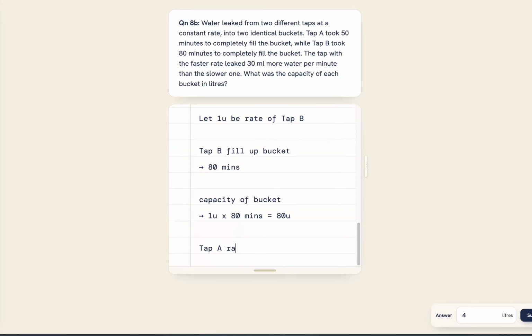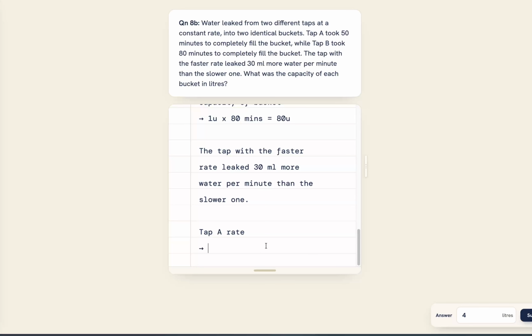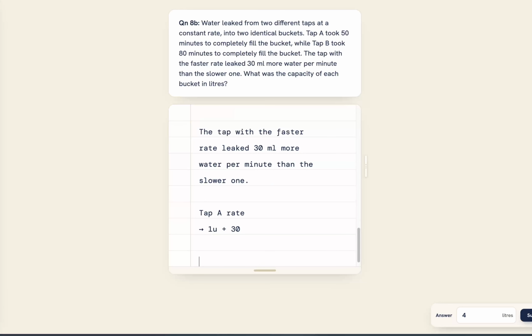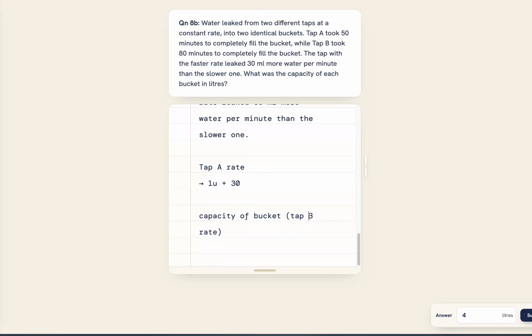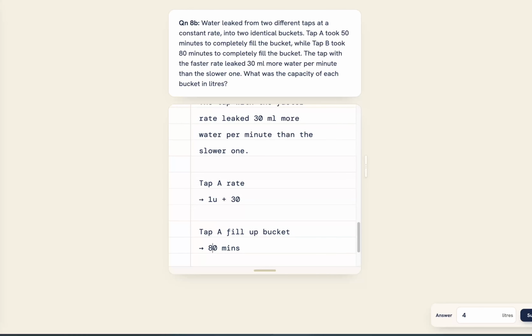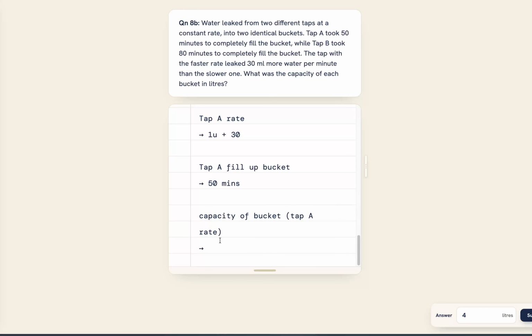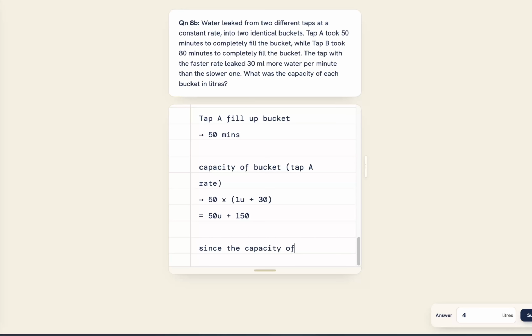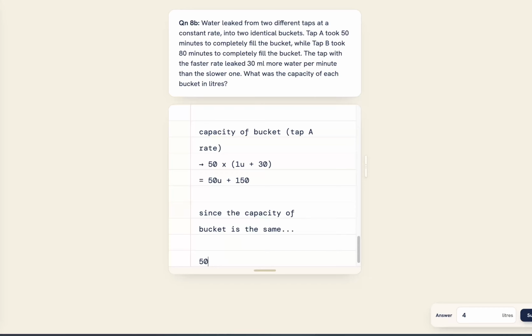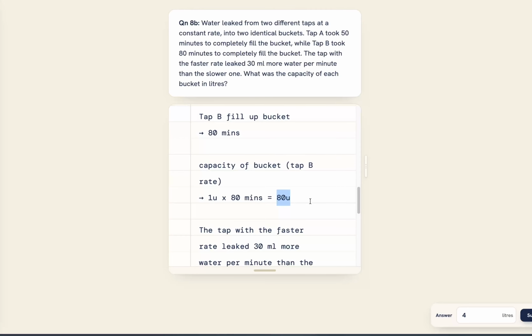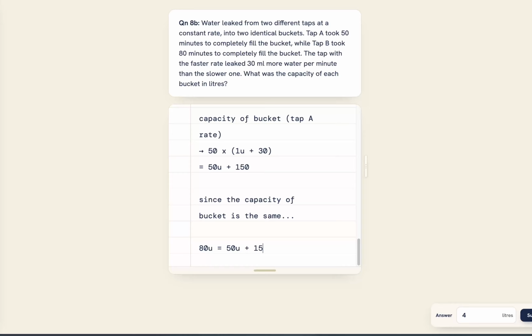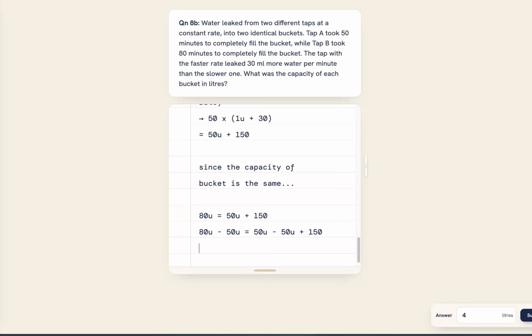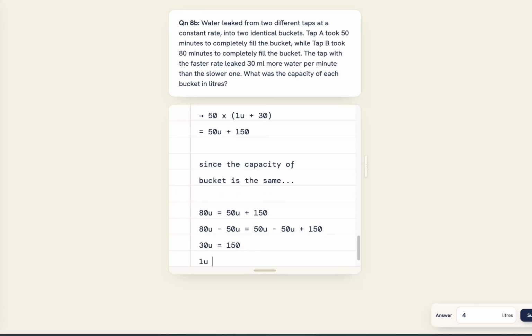Then tap A's rate, according to the statement, is 1 unit plus 30 milliliters. So the capacity of the bucket with tap A's rate, since tap A fills up the bucket in 50 minutes, is 50 times bracket 1 unit plus 30, and this will be 50 units plus 150. Since the capacity of the bucket is the same, 80 units equals 50 units plus 150. So 80 units minus 50 units gives us 30 units equal to 150. So 1 unit equals 150 divided by 30, which gives us 5 milliliters.